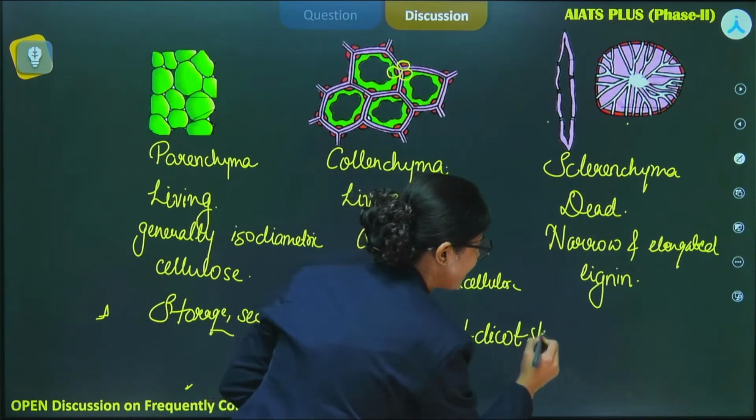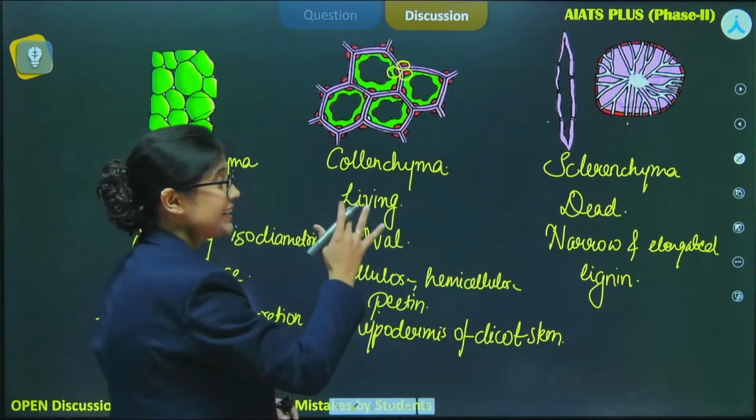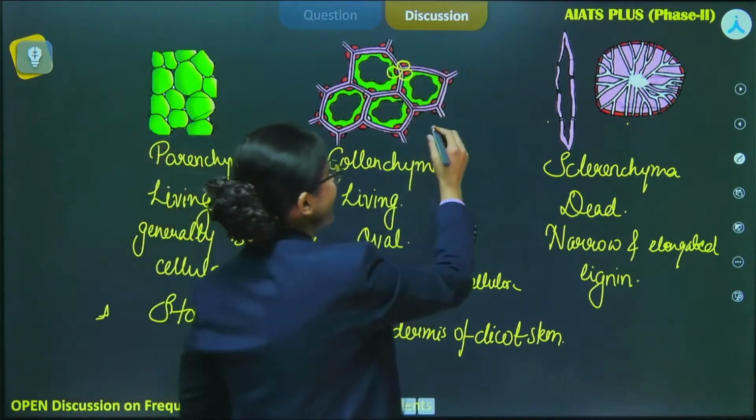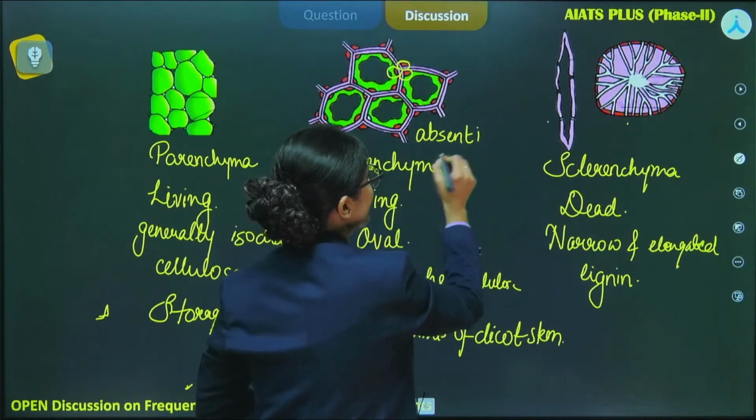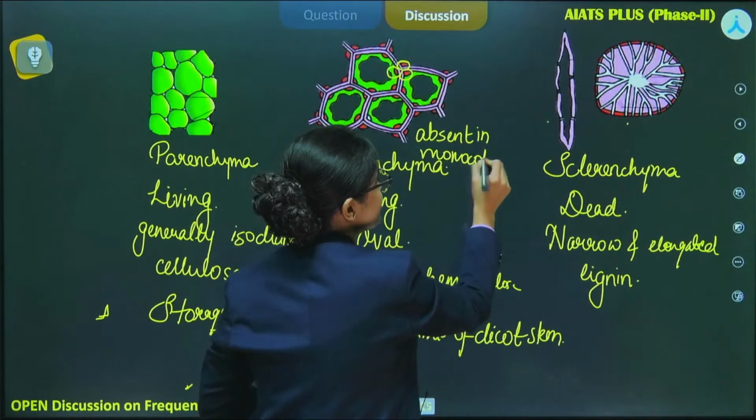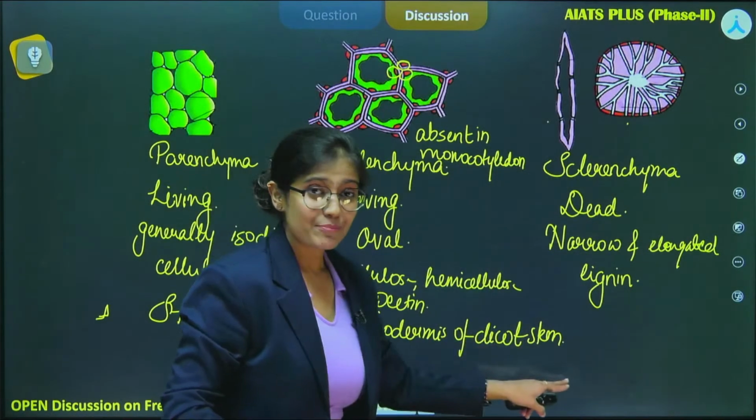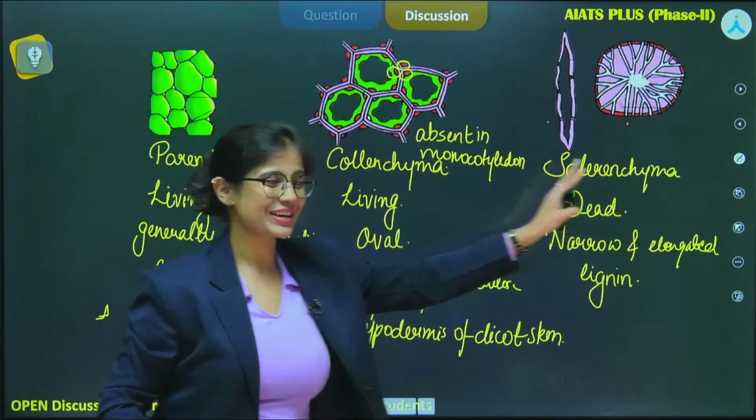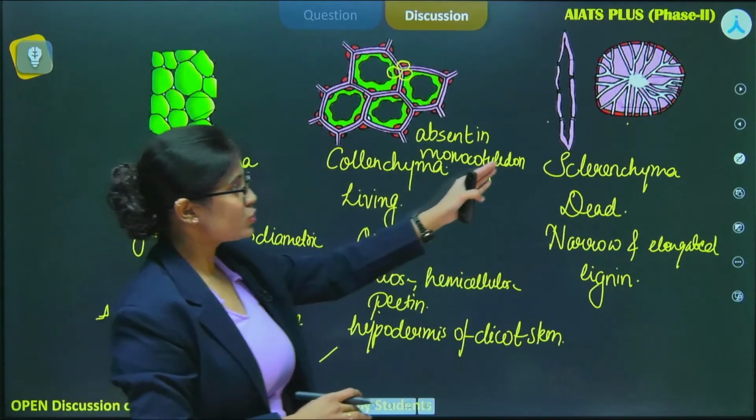One more feature which is very important for collenchyma: they are absent in monocotyledonous plants. I am writing here, absent in monocotyledonous plant. जैसे कि आप देखेंगे, monocotyledonous stem के hypodermis में collenchyma नहीं, sclerenchyma होती है. Okay? Now, if we talk about sclerenchyma, so here two types are given.